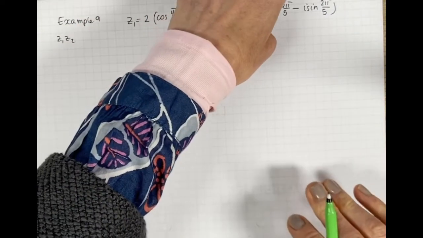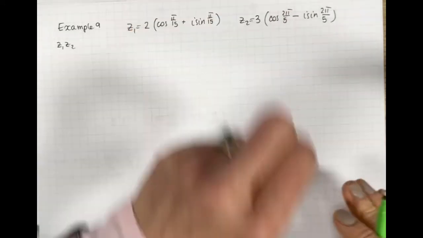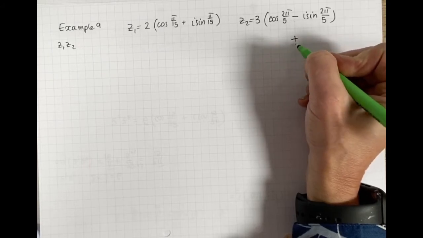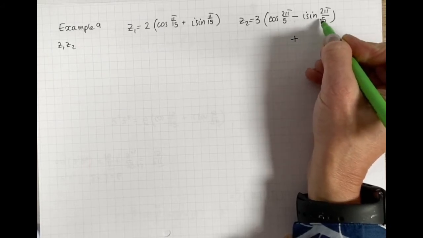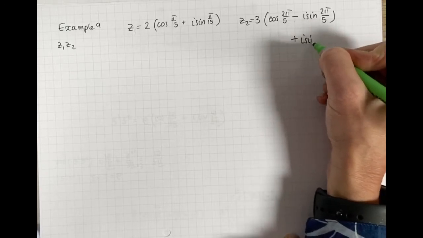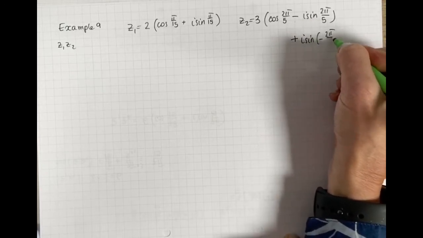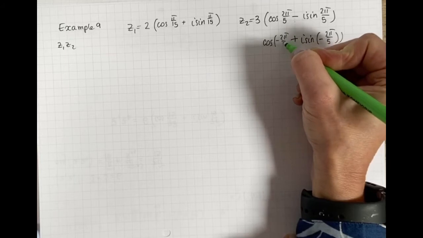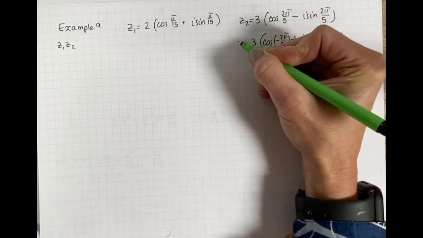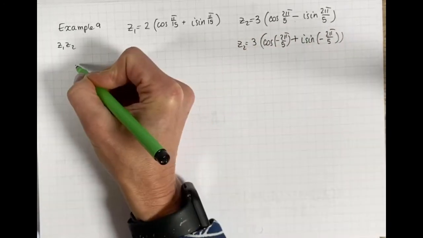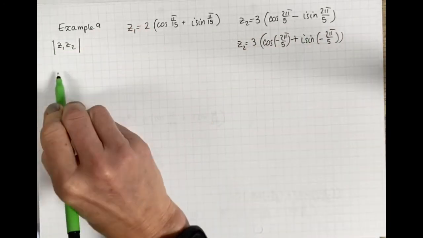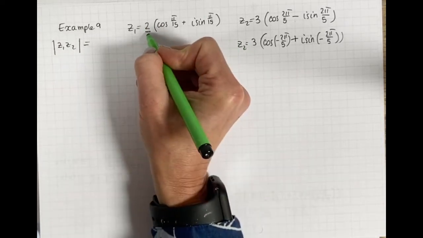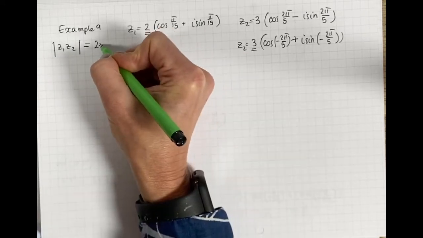So let's note here that this 2 pi over 5 is not an argument of this complex number because it doesn't have a plus. You have to have a plus. To make it into a plus, you need to incorporate that minus into the argument. So it's minus 2 pi over 5, and this one is cos of minus 2 pi over 5. Now I'm ready to do the question. So let's do the overall modulus of z1 z2. You just multiply 2 by 3, which gives me 6.